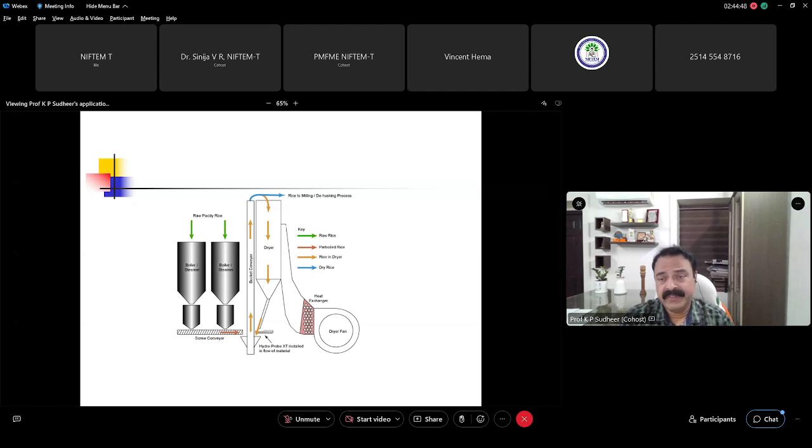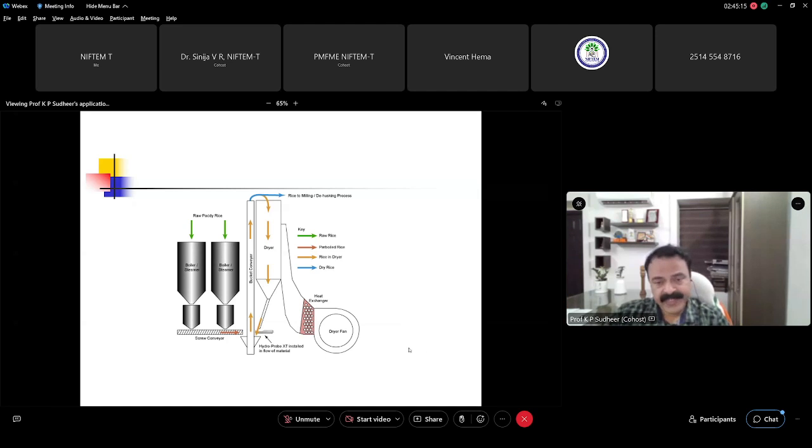So the drying is very, very important. How do we reduce the moisture content from 45 to 50% to 14%? Can we do it in a single stretch? We can reduce the moisture content from 50% to 15% in a single stretch also, but the thing is that the brokens will be very high.